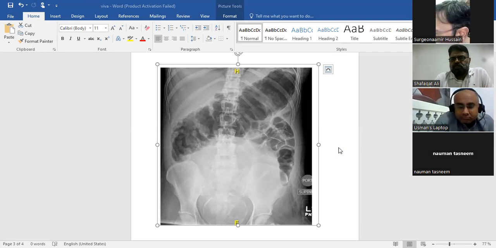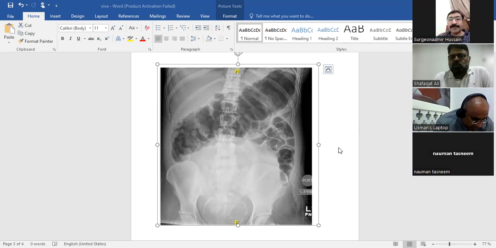Okay. So you will perform the completion proctocolectomy with ileoanal pouch anastomosis in this patient. Yes. Would you like to review her histopathology? Yes. Okay, it's Crohn's disease. Histopathology reveals Crohn's disease.